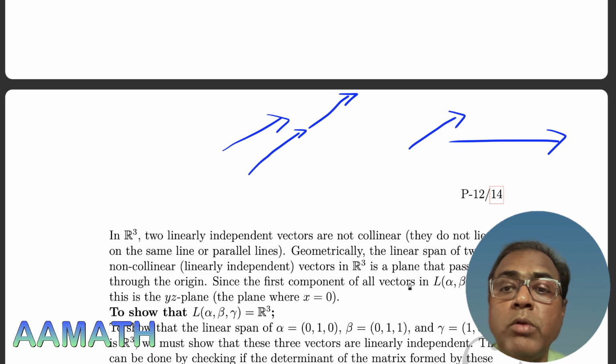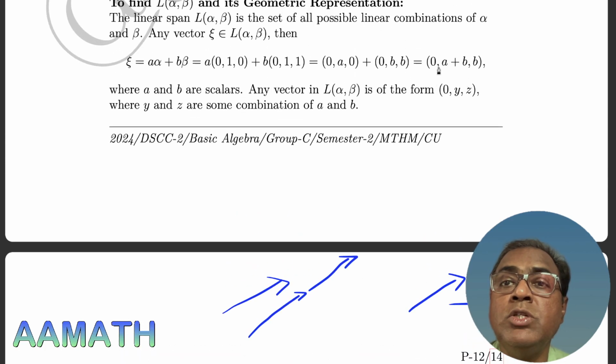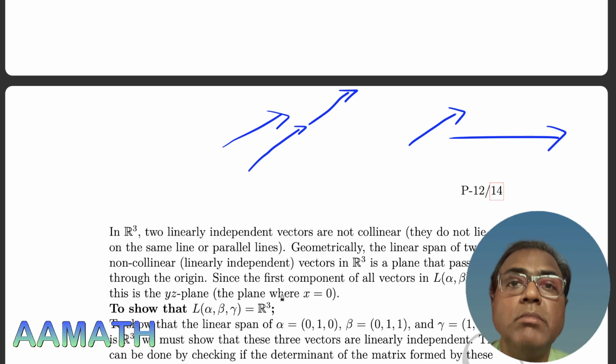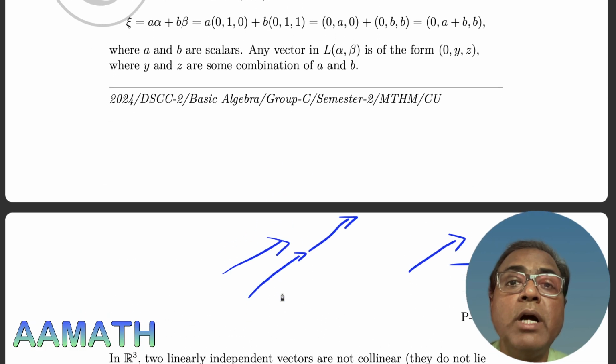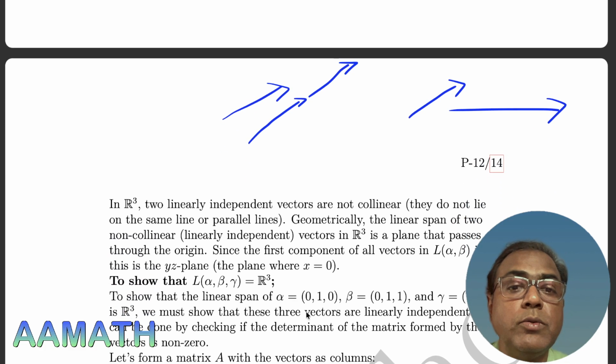Since the first component of all vectors in the linear span of alpha, beta is 0, they look like (0, a plus b, b). So the first component x equals 0. The set of all those points, where the x component equals 0, lie on the yz plane. So the linear span of alpha, beta is the yz plane, the set of all points on the yz plane. This is the plane where x equals 0.